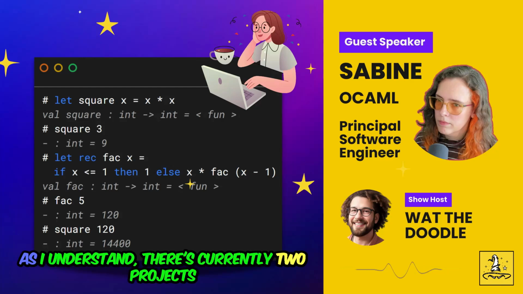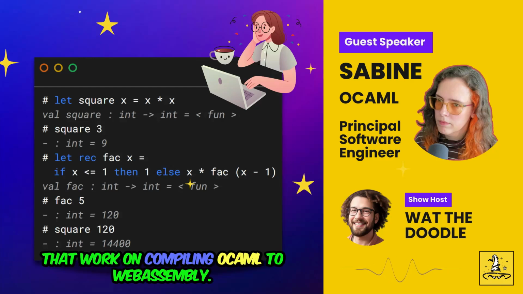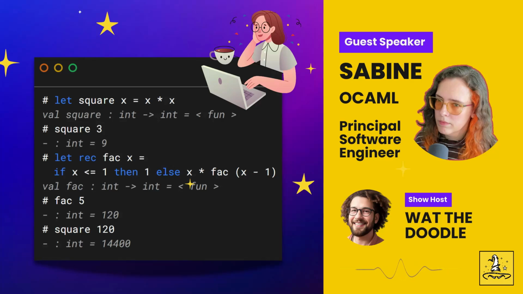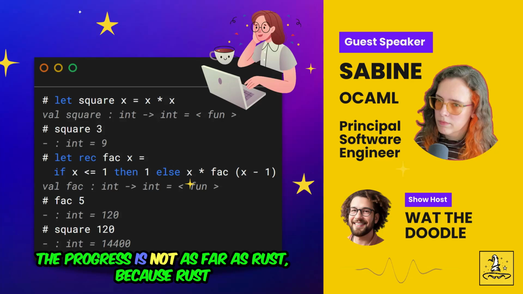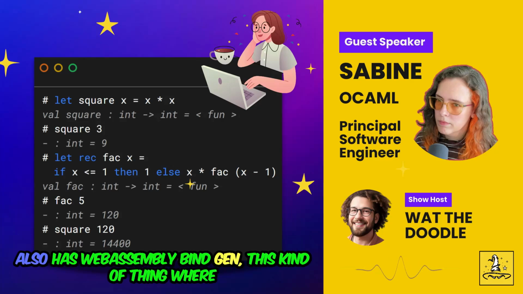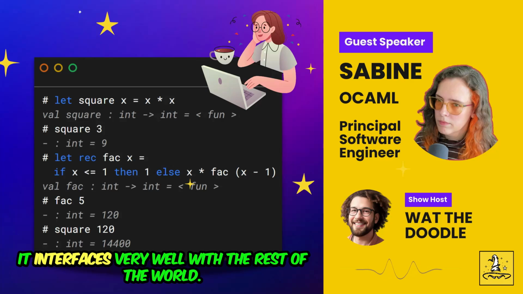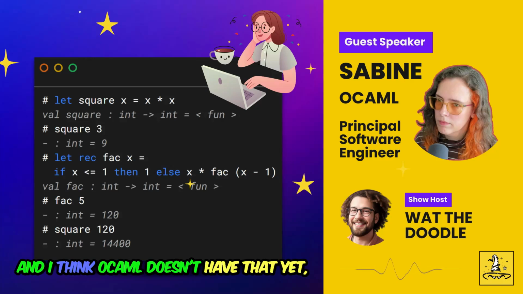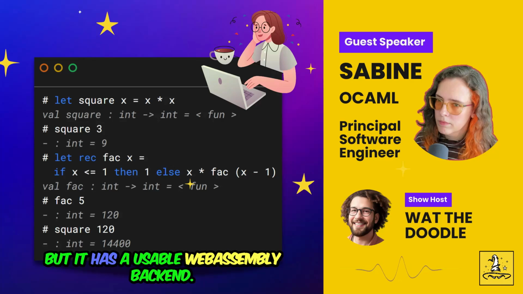I'm not exactly sure I got the title right, but I really like this topic of interfacing with other typesafe languages. As I understand, there's currently two projects that work on compiling OCaml to WebAssembly. The progress is not as far as Rust, because Rust also has WebAssembly bindgen, this kind of thing, where it interfaces very well with the rest of the world. And I think OCaml doesn't have that yet, but it has a usable WebAssembly backend.